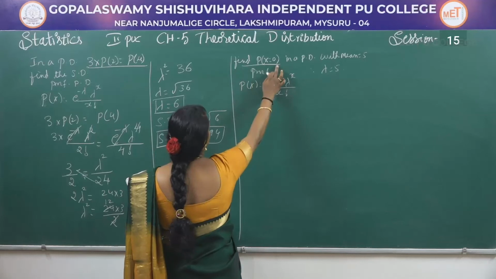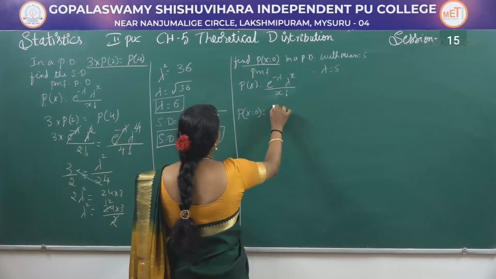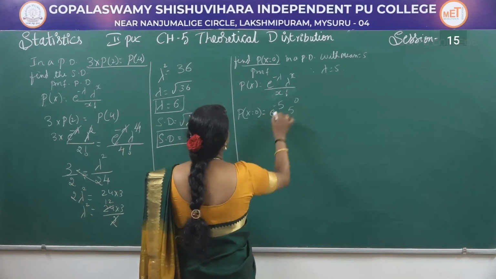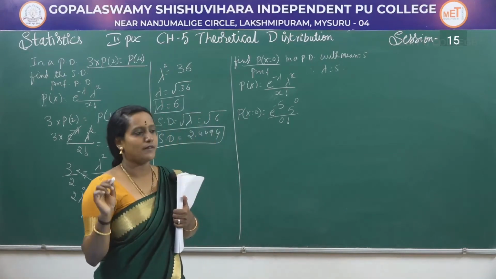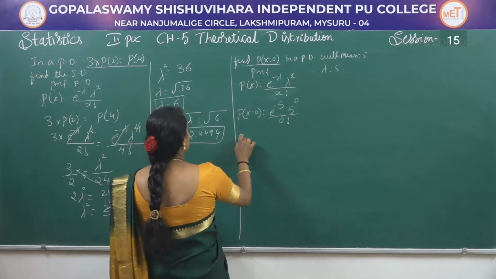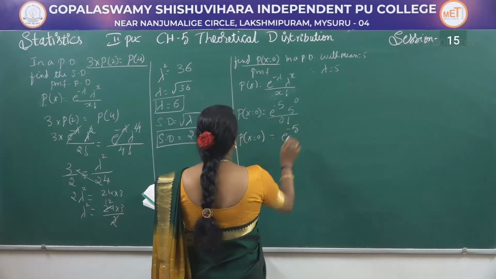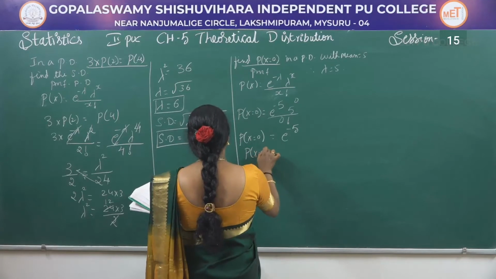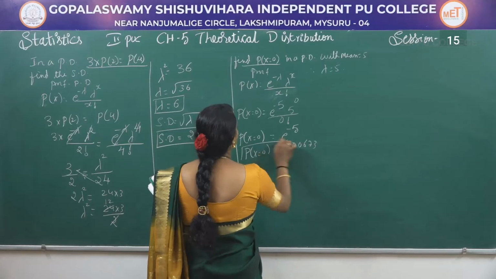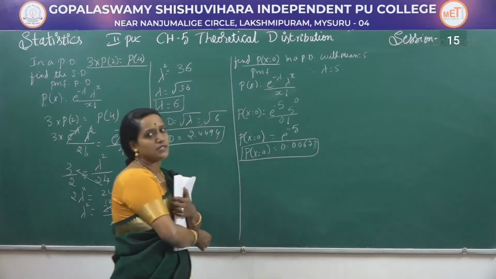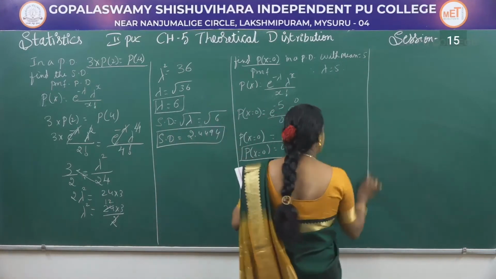So we have to find the P0 value. So P of x equals 0 is equal to e power minus 5, 5 to the power 0 by 0 factorial. We know that 0 factorial is always equal to 1. So P of x equals 0 is equal to e power minus 5. So P of x equals 0 is equal to 0.00673. You know how to calculate e power minus 5 using your scientific calculator. So next problem.